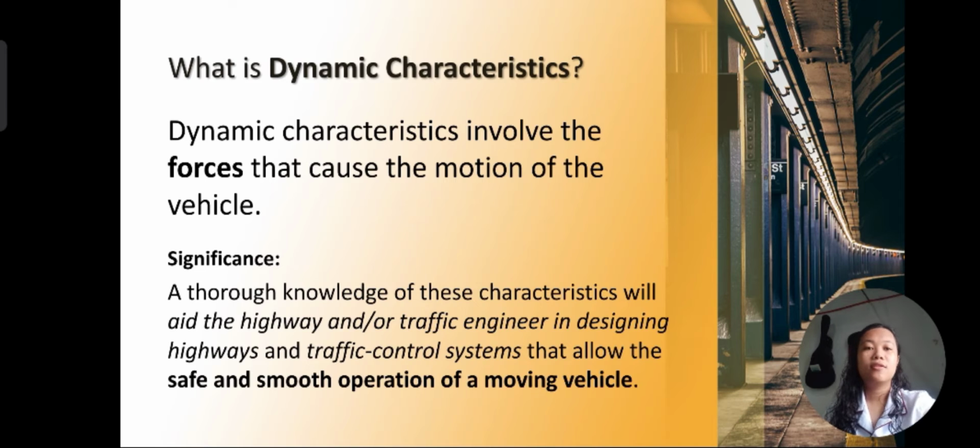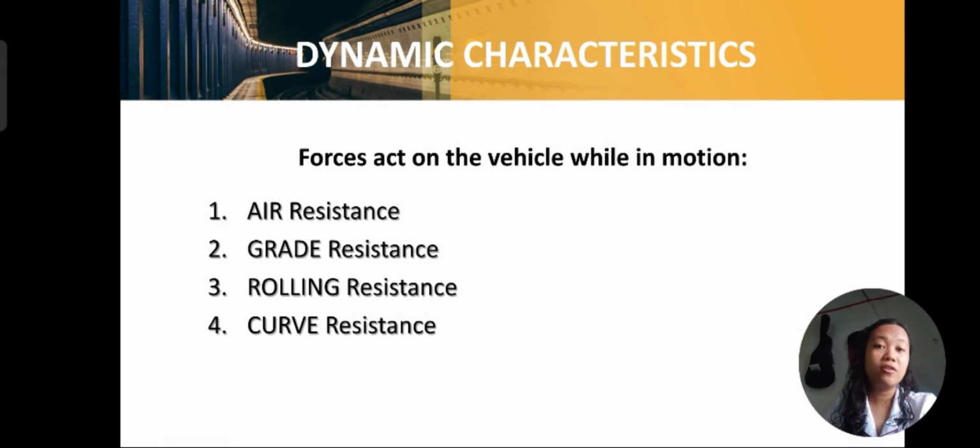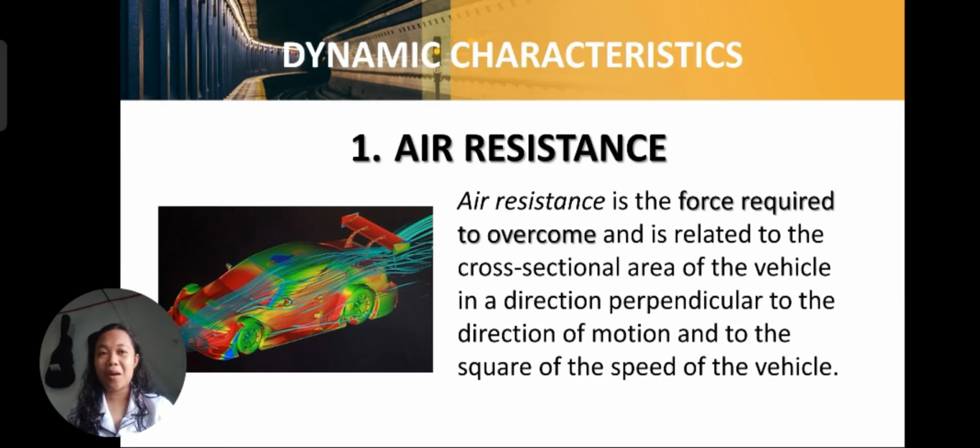As we all know, the main objective of engineers is to create a structure that is safe to use. Next, as I mentioned earlier, there are four resistances acting on the vehicle in motion: the air, grade, rolling, and curve resistance. The extent to which these forces affect the operation of the vehicle are discussed in this section. The first dynamic characteristic is the air resistance. Air resistance is the force required to overcome the air, and is related to the cross-sectional area of the vehicle in a direction perpendicular to the direction of motion and to the square of the speed of the vehicle.